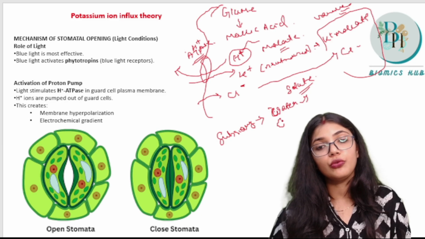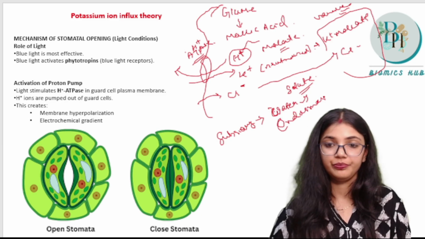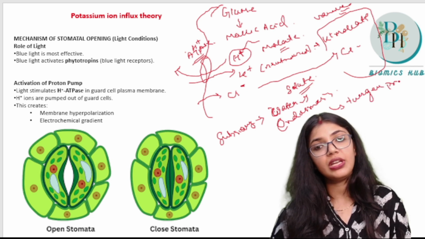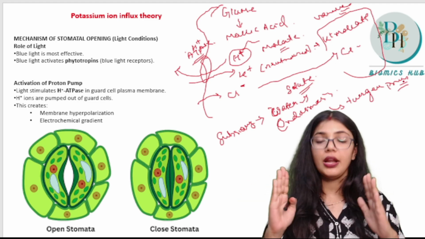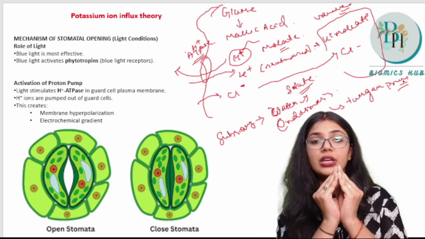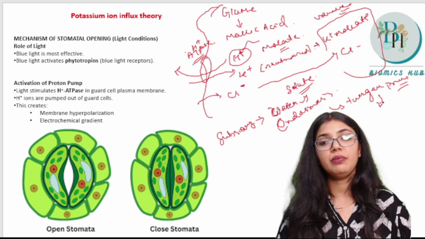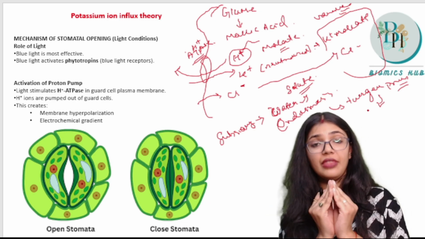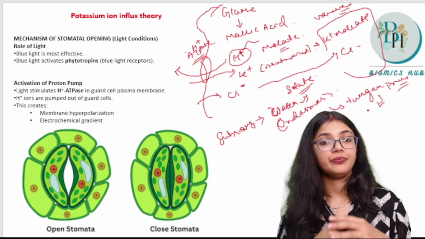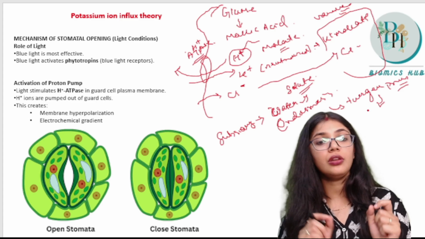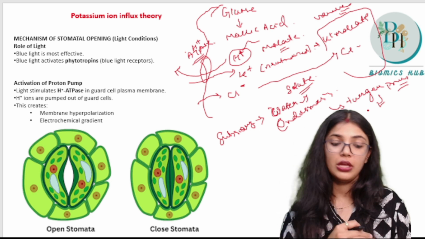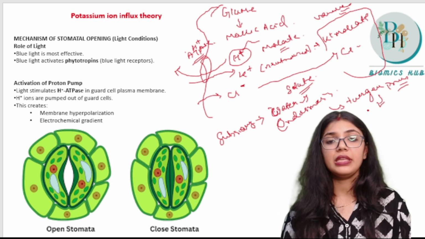Due to this endosmosis, there is turgor pressure inside the guard cell, and due to this turgor pressure, there is swelling of the guard cell, due to which it will open. There will be formation of a pore, which is known as the opening of stomata. This is how the opening of stomata is regulated by this theory, the potassium ion influx theory. So what happens in dark condition?